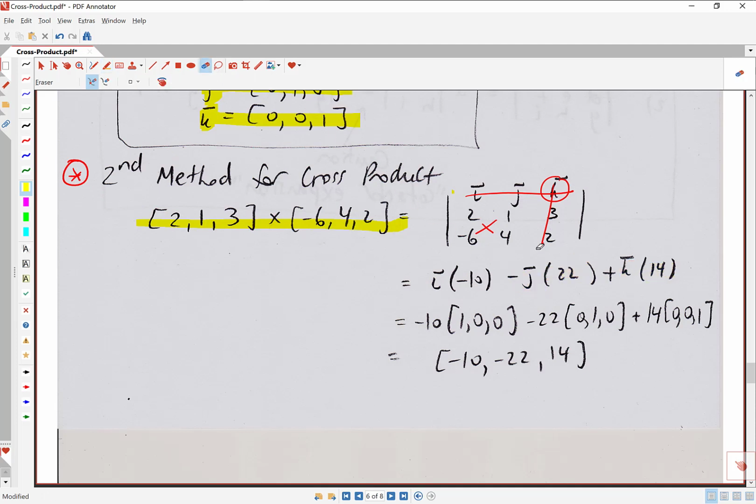Okay, so now we have this sort of strange looking expression that involves vectors. If we write down what vector i is, it's the vector 1, 0, 0. If we write down what j is, it's 0, 1, 0. If we write down what k is, it's 0, 0, 1. So with a little bit of algebra, we can figure out that this is really representing a vector in 3D, which looks like negative 10, negative 22, 14. So this is another way of computing the cross product.